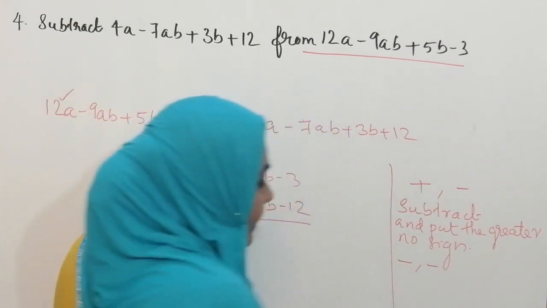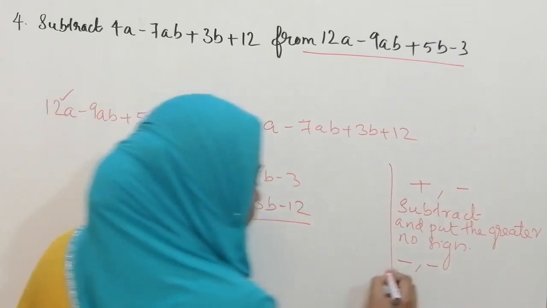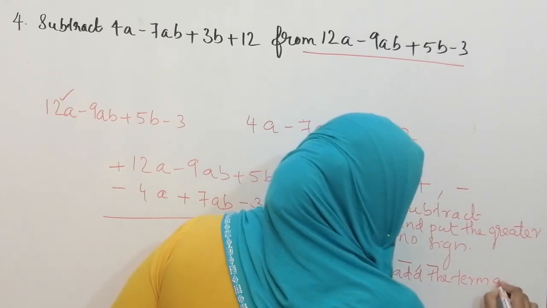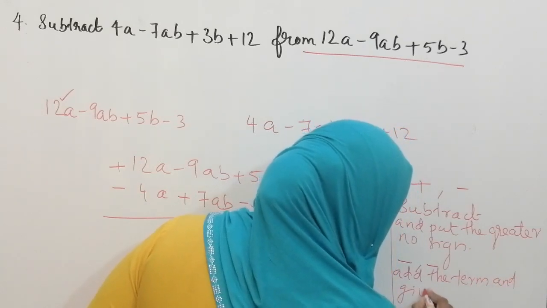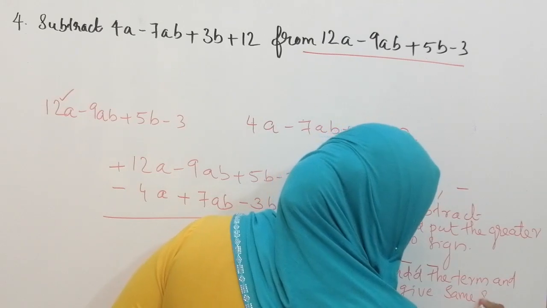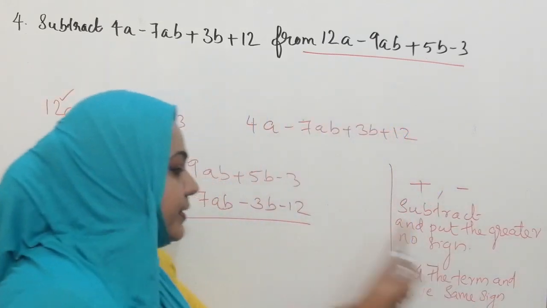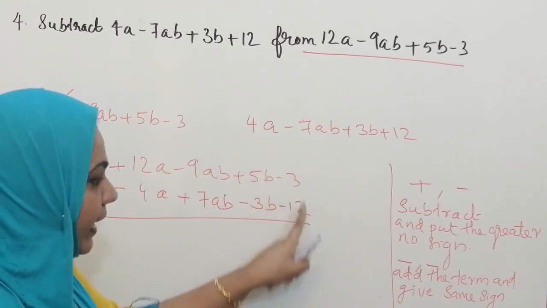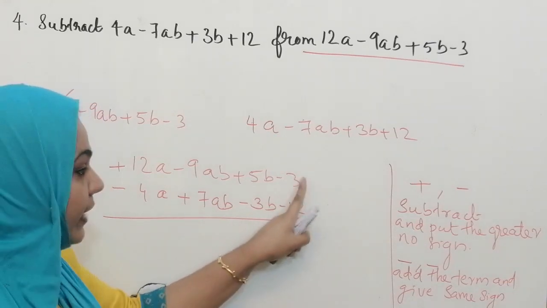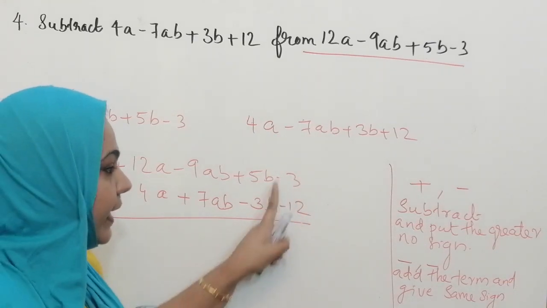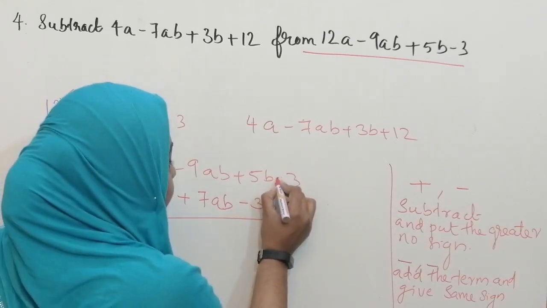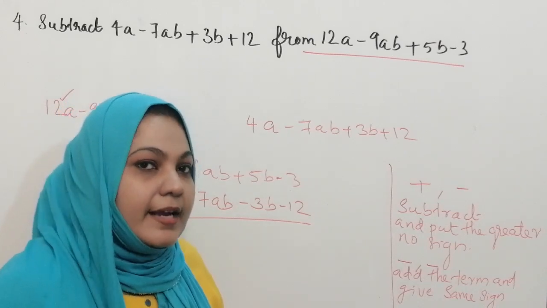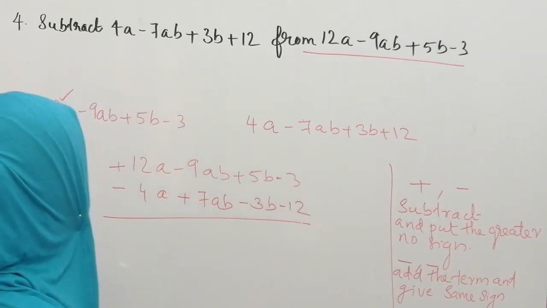Correspondingly, if minus and minus come, you have to add the terms and give the same sign. That means you have to give the same negative sign. So here you can see minus and minus. That means you have to add these numbers, that is, add this constant and put the same sign. That means you have to give a minus sign. Then one more rule that you obviously know, because plus and plus means what? We will add and give the same sign. So now let's start to solve our question.